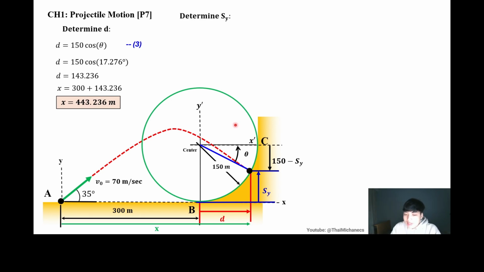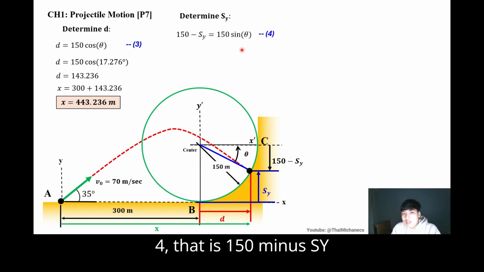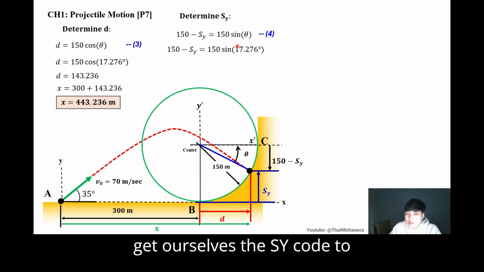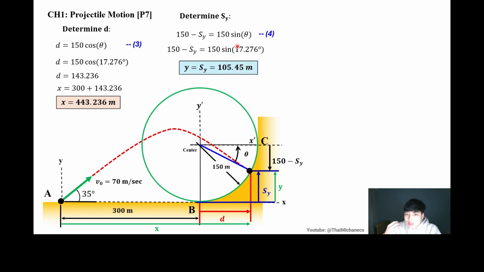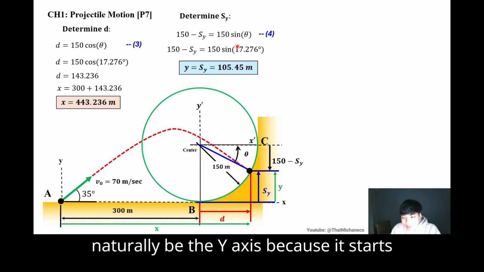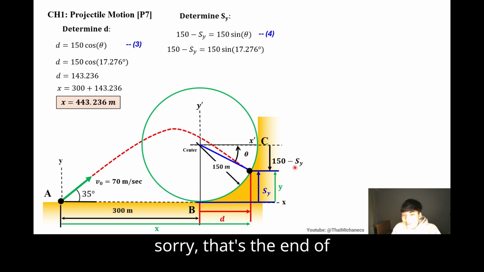Now, what is sy? We call out equation 4, that is 150 minus sy equals 150 sin theta. Plug in theta equal to 17, and we get sy equal to 105. Like I mentioned, sy will naturally be on the y-axis because it starts from the horizontal line up to the impact point. So that's the end of this question.